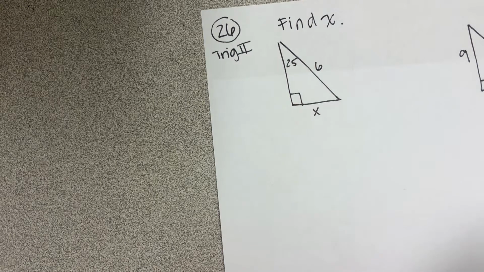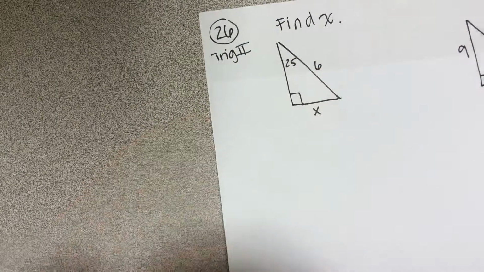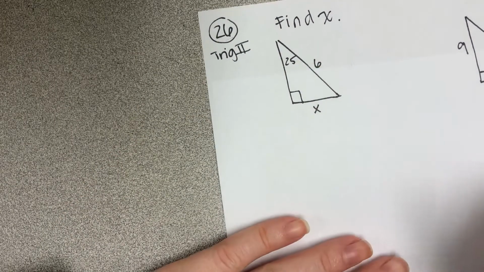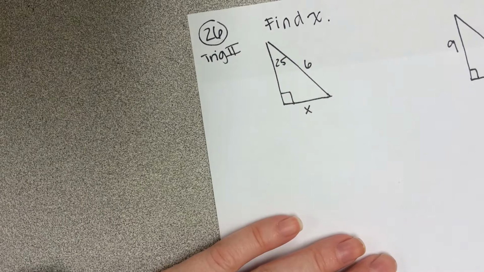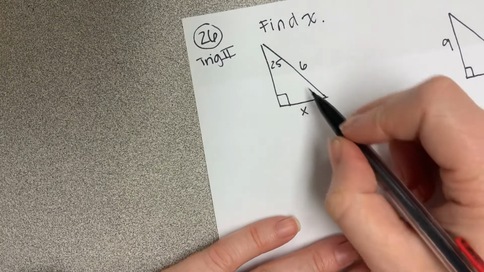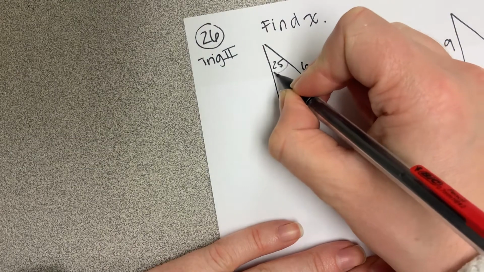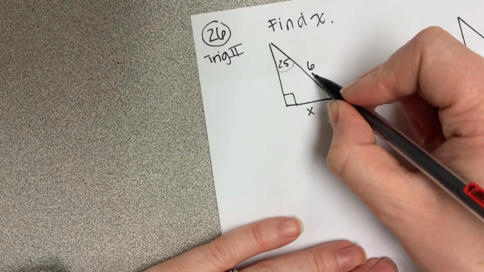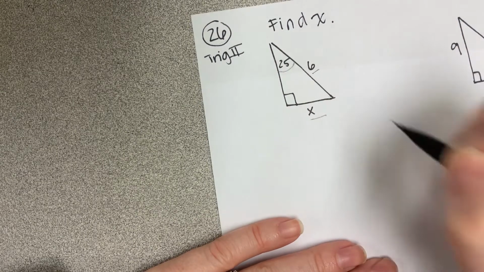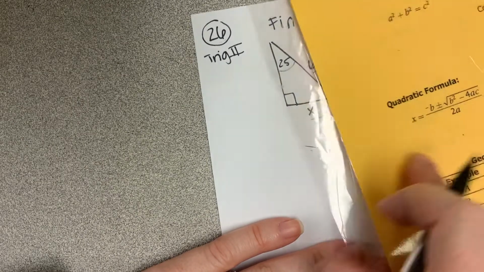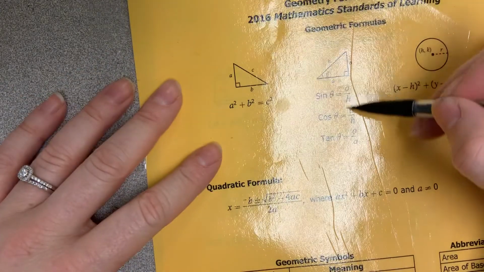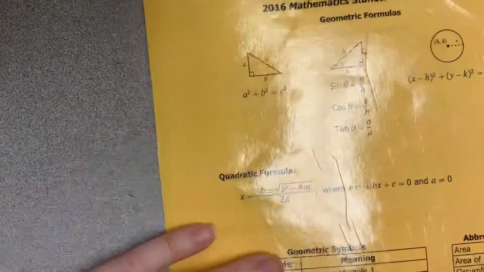Hi everyone, in this video we're going to be going over Trigonometry II, which is from section 26. So we're going to be talking about how to solve a couple problems using trigonometry. The first thing we need to notice is that we're looking for x in this right triangle, and we're given 25 is an angle, 6 is a side, and x is a side. So we're going to look on our formula sheet and we're going to be using one of our trigonometric ratios.